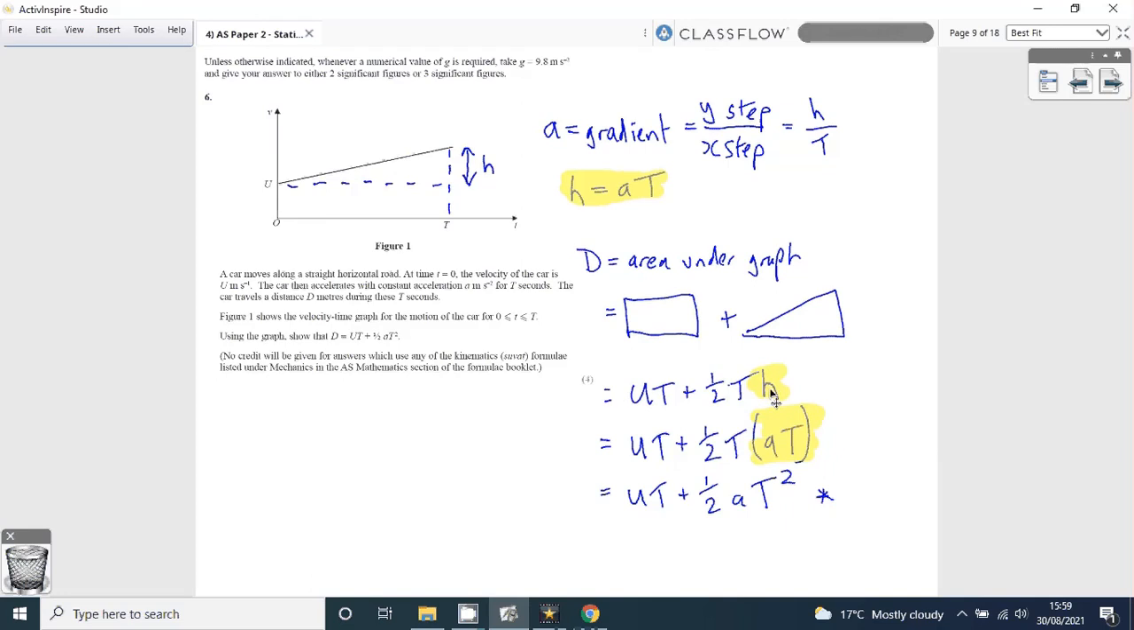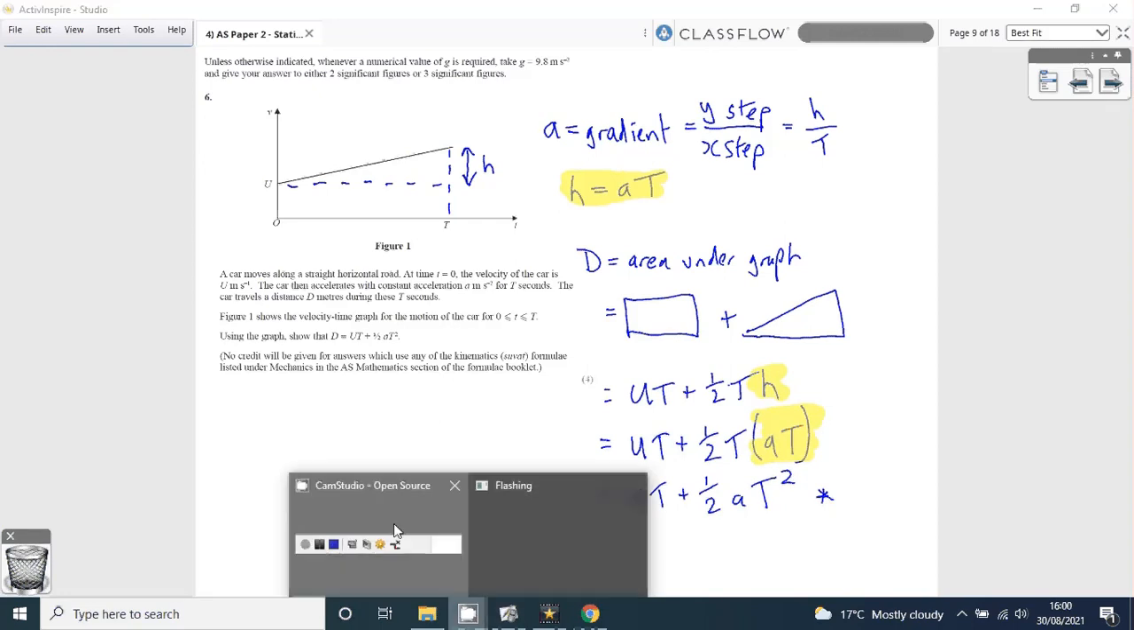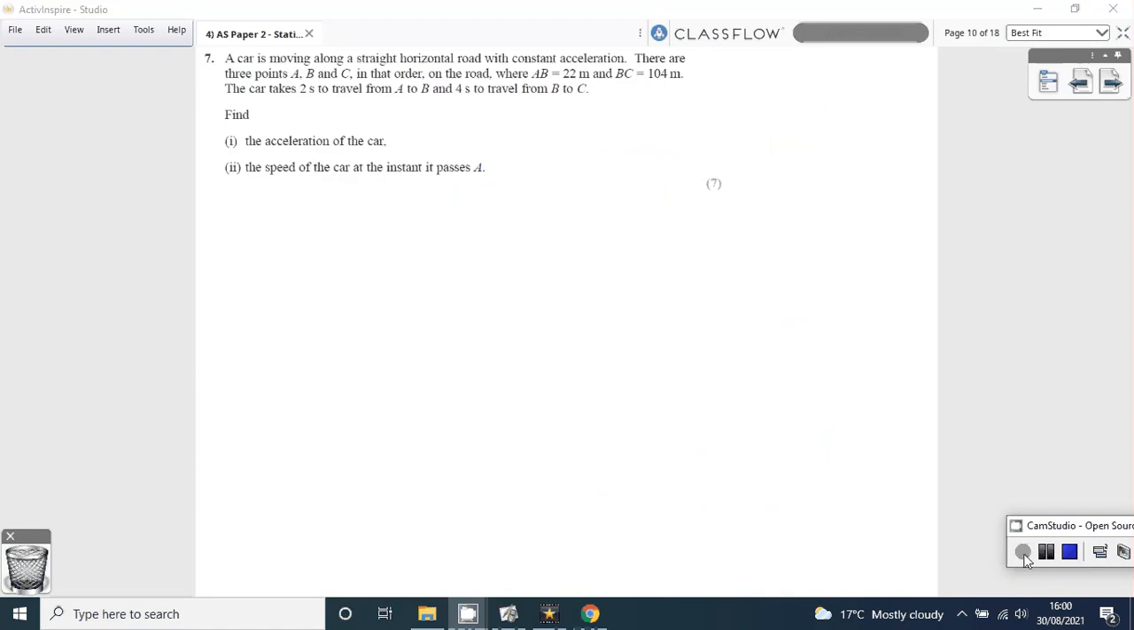Now I'm going to substitute in and replace h with at. So that's what I've done here. Multiply out the second term, we get what we needed, which is ut plus half at squared. Question 7.